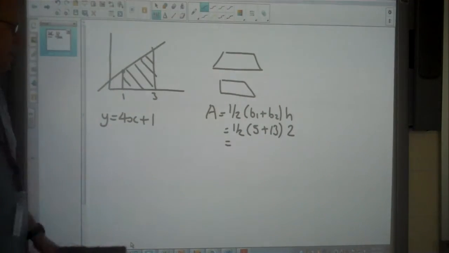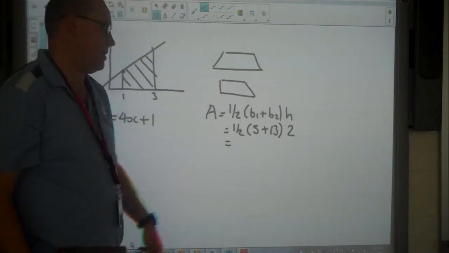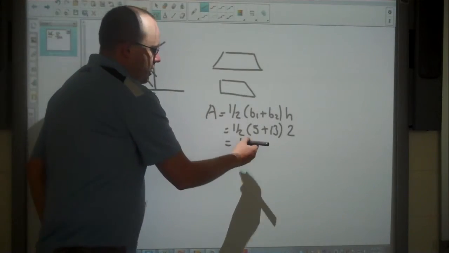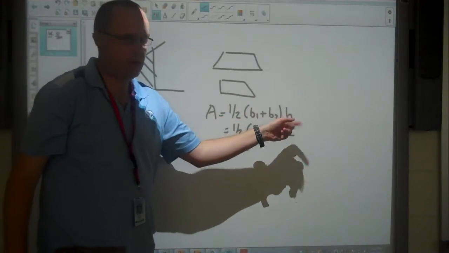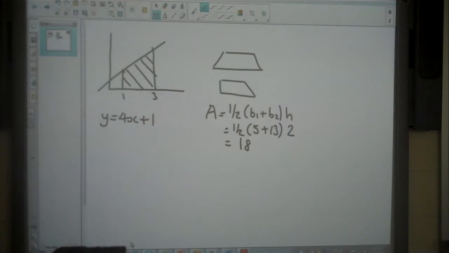Then if we work out what that is, this is 18. A half of 18 is 9. And then 9 times 2 is back to 18. Or you could just say a half of 2 is 1, times by 18 is 18, using your commutative rule.